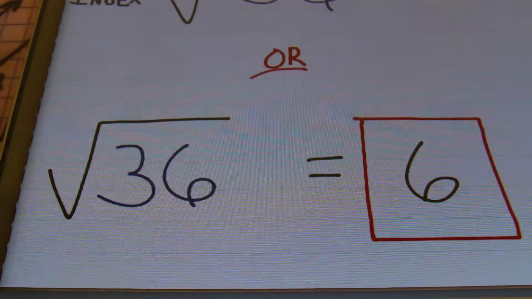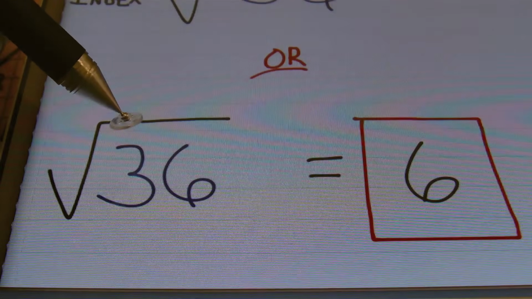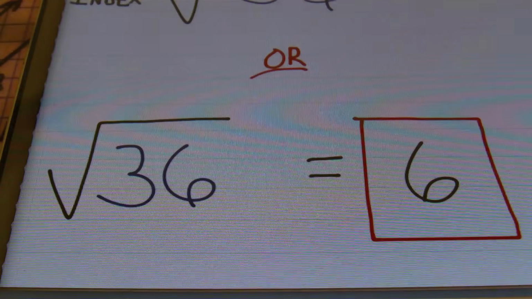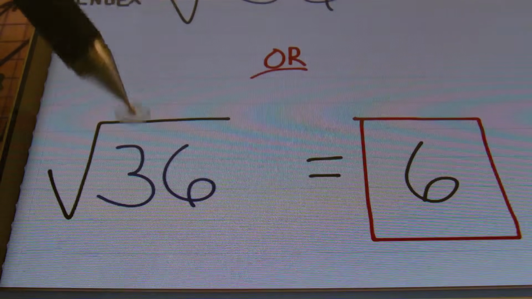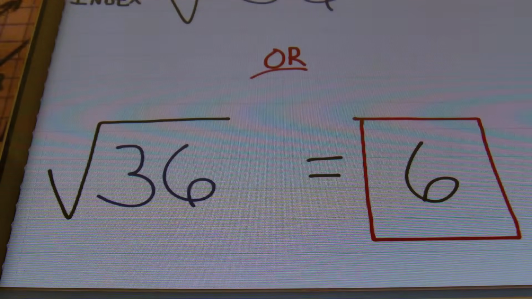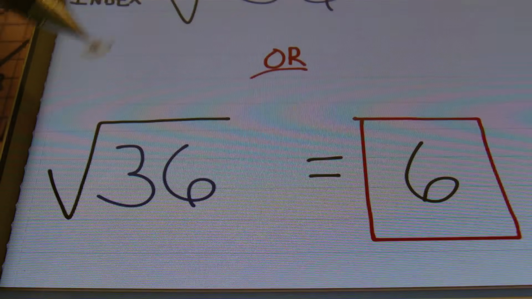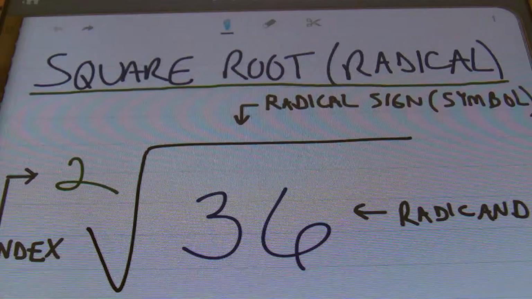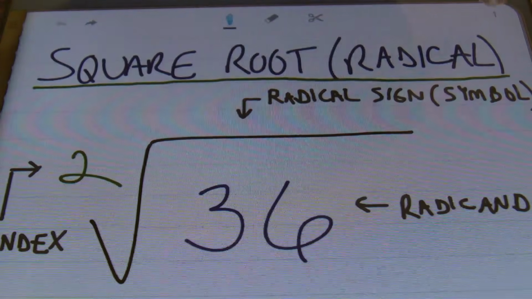And lo and behold, ladies and gentlemen, the number that when multiplied against itself gives you 36 is 6. That's right. 6 to the second power, meaning 6 times 6, is 36. So when I'm trying to find the square root of 36, remember, I'm looking for that number, that root, that when multiplied against itself will give me 36, and in this case, it'll be 6. Okay, ladies and gentlemen, let's continue.